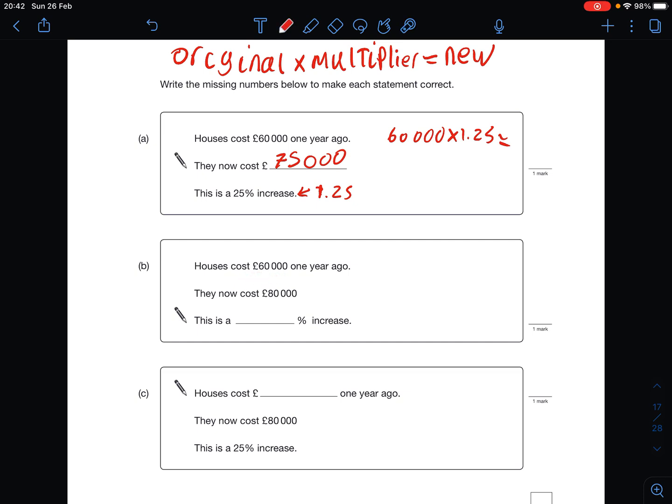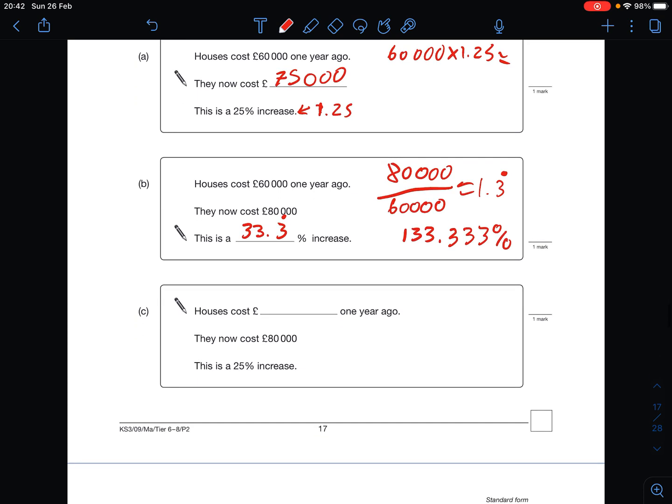Right, for this one, I don't have the multiplier, but I have the original and I have the new. So now I'm going to do, to find the multiplier, I'm going to do the new divided by the original, 80,000 divided by 60,000, and that is 1.3 recurring, okay, or 133.333, so on and so forth, percent. Now you're asking yourself, how far away from 100% is this? Because how far have you increased 100% by? You have increased 100% by 33.3%. Okay. You are allowed to round this just to 33, but you cannot round it to 30.